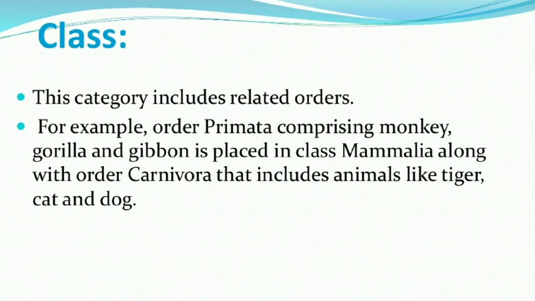Then the next category includes related orders, a group of orders having similar characteristics. Okay, that's what we call an assemblage of various orders, that is class. For example, Primata comprising monkey, gorilla and gibbon is placed in class Mammalia along with order Carnivora, that includes animals like tigers, cat and dog. Means various orders which have similarities will be kept under the same class. For example, class Monocotyledonae contains many orders, class Dicotyledonae contains many orders, like that.